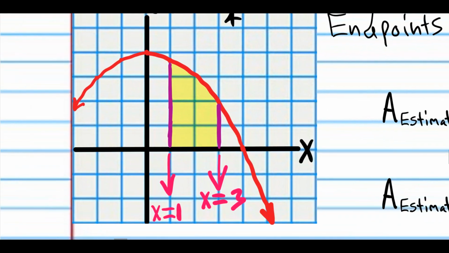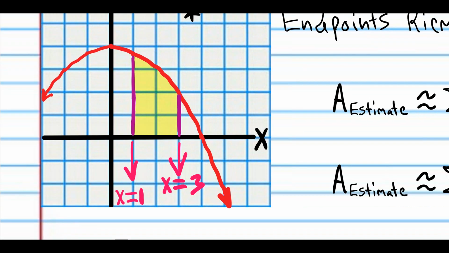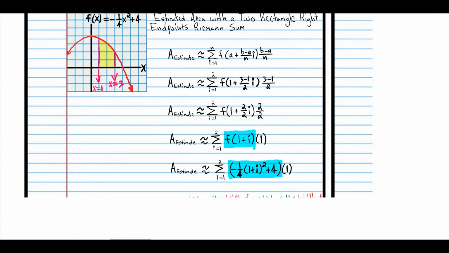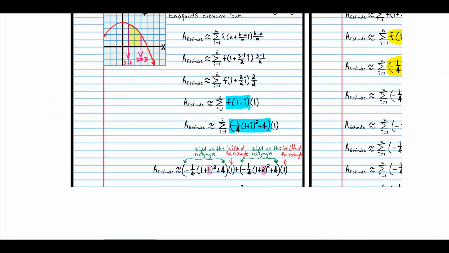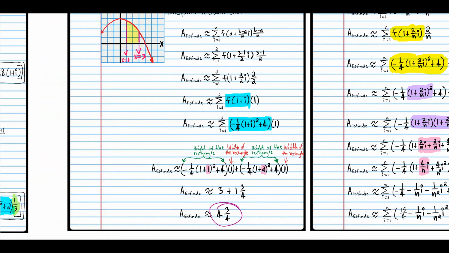And so the rectangles are going to look like this. These are going to be the rectangles. Do you agree with that? If we use 2 rectangles and a right endpoints Riemann sum. So if you do that, you get this expression, or you get this number down here, 4 3/4.